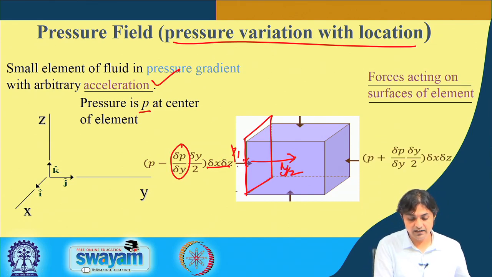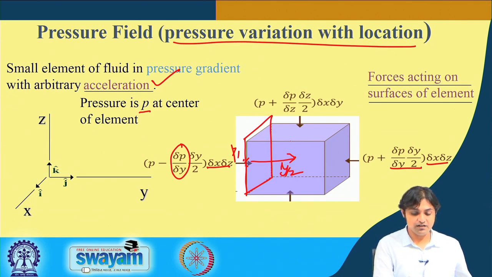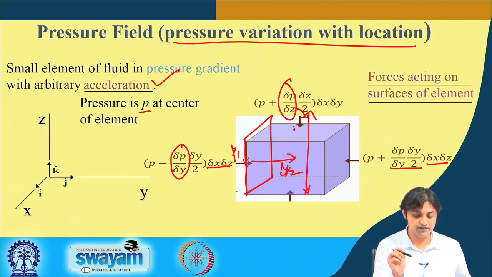Similarly, on the other side, the pressure is P, and the gradient, if we are subtracting when we are going backwards, will be added when we are going in the forward direction, multiplied by delta x into delta z. Similarly, for this surface, because this is the z direction, it will be delta P by delta z, and the same principle, multiplied by delta z by 2 to have the total pressure at this surface, and overall multiplied by area.